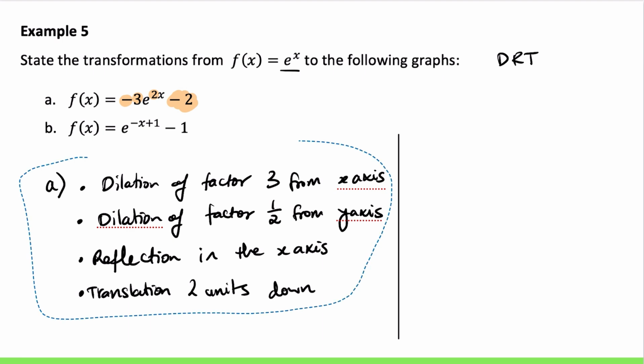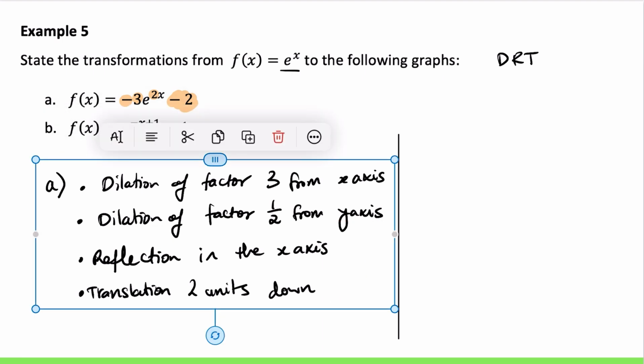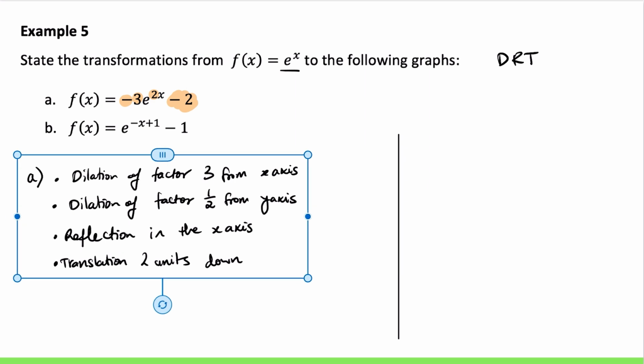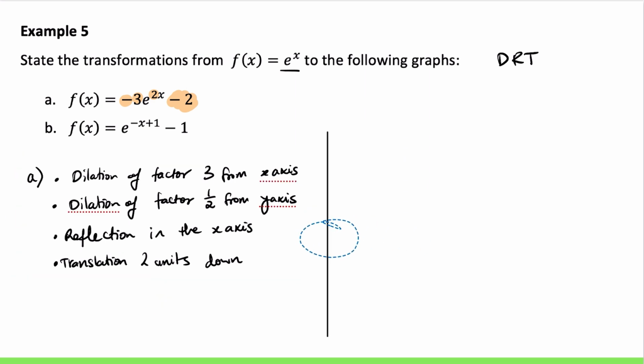I'm not sure if I left myself enough space for part B. Let's make this a bit smaller and move that around. All right, part B, again, DRT, dilations, reflections, translations. All right, so there's no dilations. There is a reflection here, and then we have two translations.